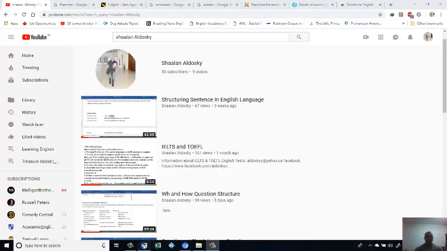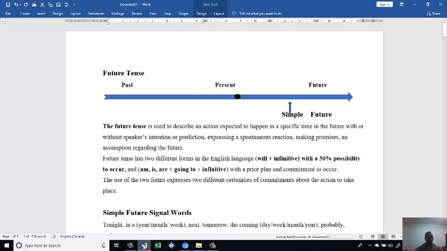Today we're going to have a new lesson about future tense. The future tense is used to describe an action expected to happen at a specific time in the future, with or without the speaker's intention or prediction, expressing a spontaneous reaction, making promises, and assumptions regarding the future.